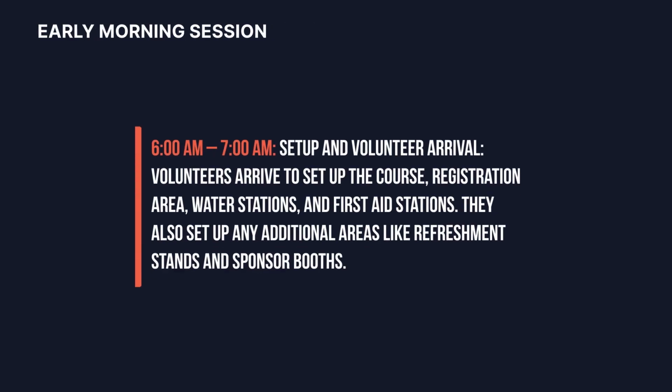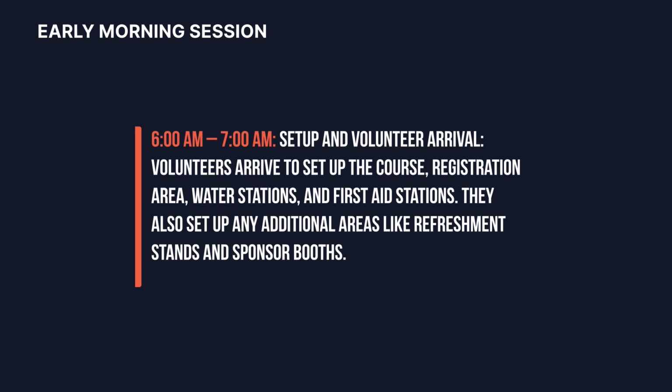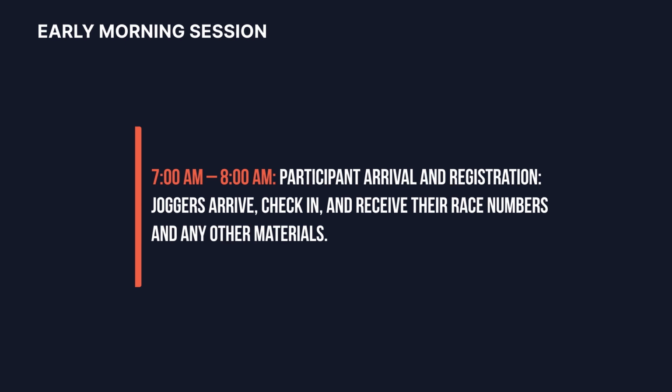Early morning session, 6 a.m. to 7 a.m. Setup and volunteer arrival. Volunteers arrive to set up the course, registration area, water stations, and first aid stations. They also set up any additional areas like refreshment stands and sponsor booths. 7 a.m. to 8 a.m. Participant arrival and registration. Joggers arrive, check in, and receive their race numbers and any other materials.